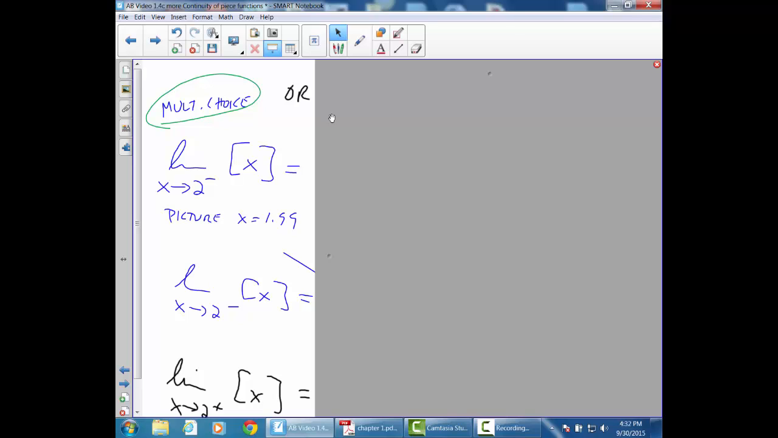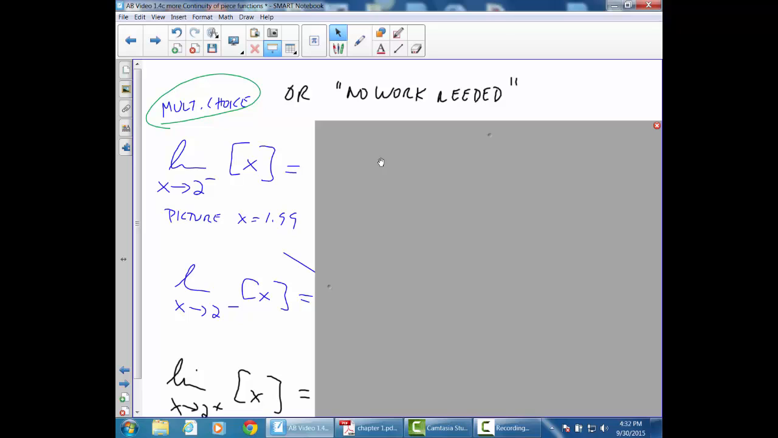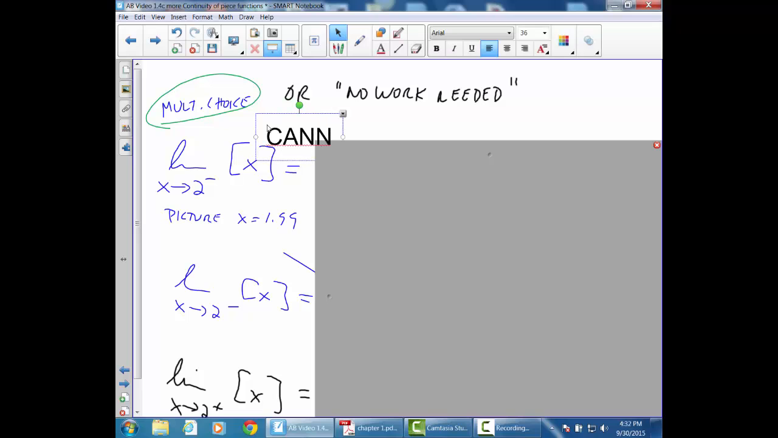Now, how do you handle this when they ask you for the limit of a greatest integer function? I promise you these questions will be multiple choice, or I will tell you no work is needed. You can't actually substitute here, okay? So I think that's one of the most important things, is that we cannot substitute.